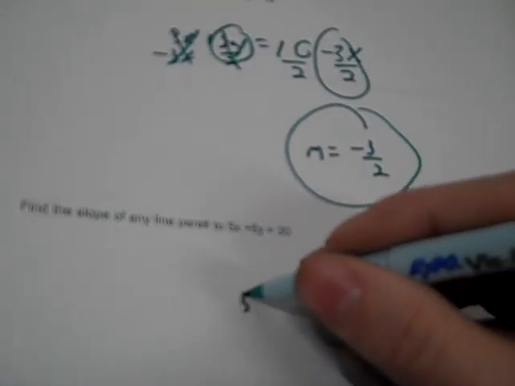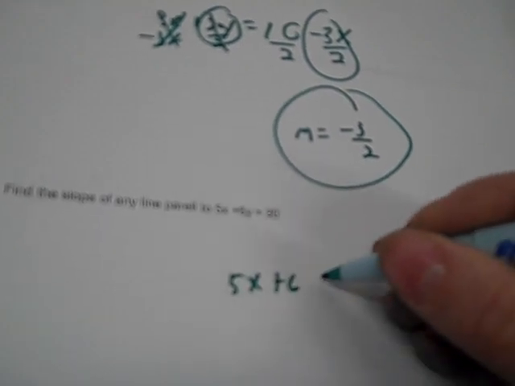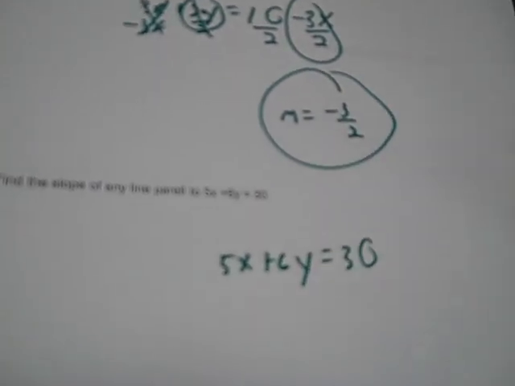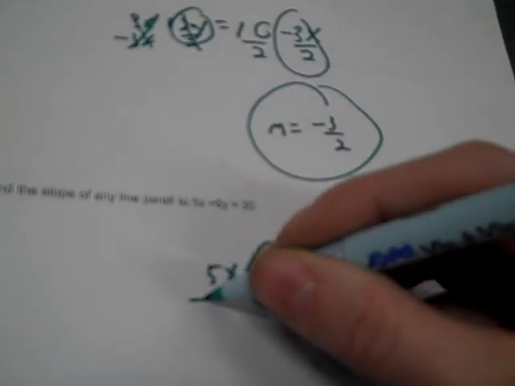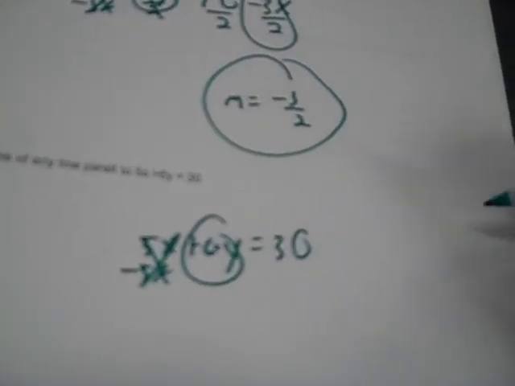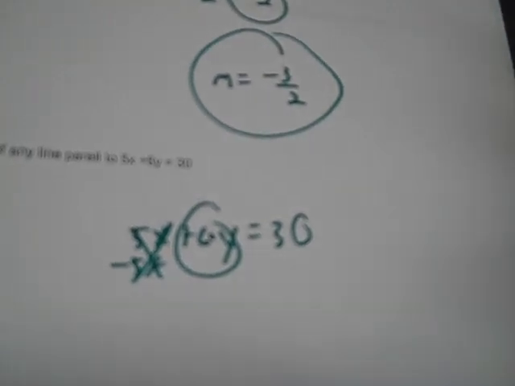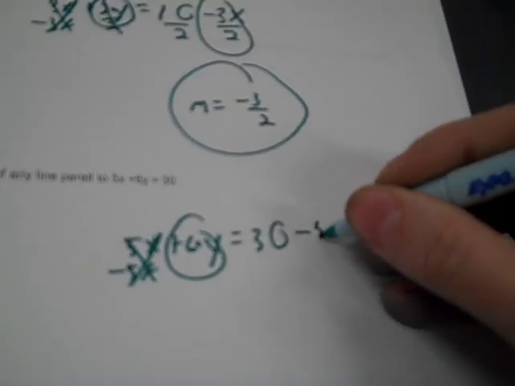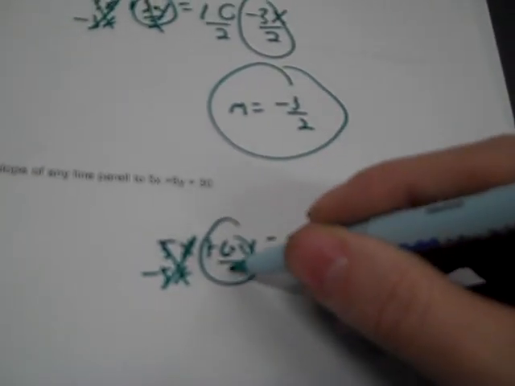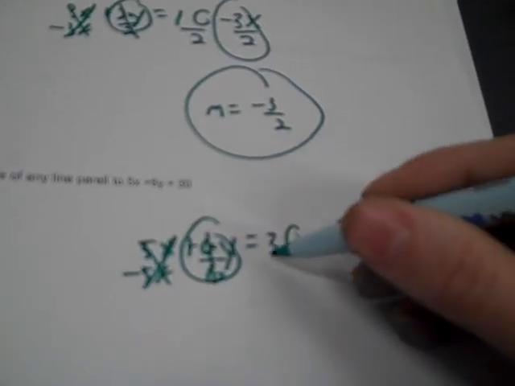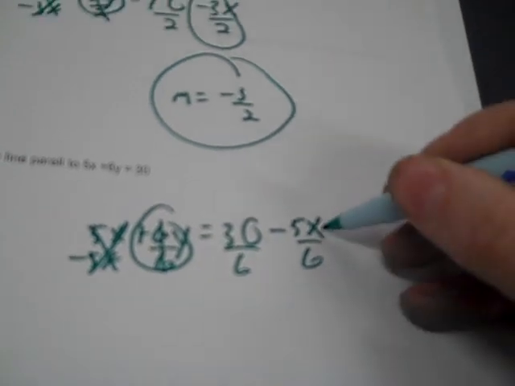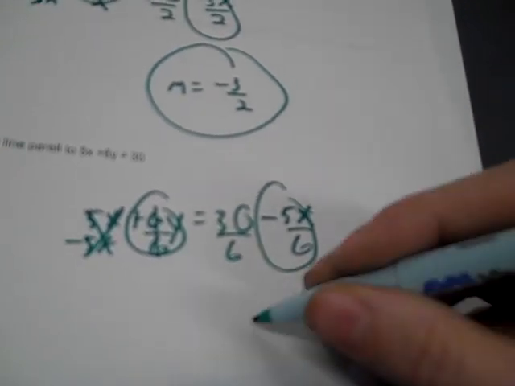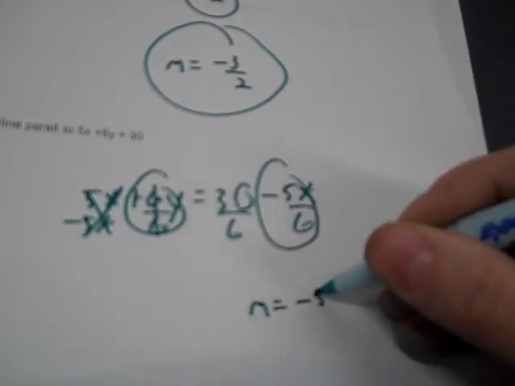Okay, next one, we got 5x plus 6y equals 30. And you got to get the y by itself. So we subtract 5x, because right now it's in standard form. I don't know the slope if it's in standard form. And then I divide by 6, but I have two separate terms that need to be divided by 6. Y equals, and the x is here. So the m equals negative 5 over 6.